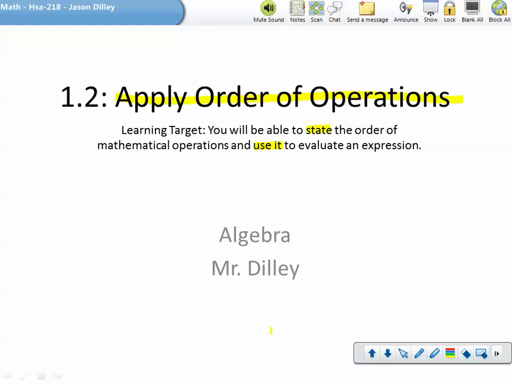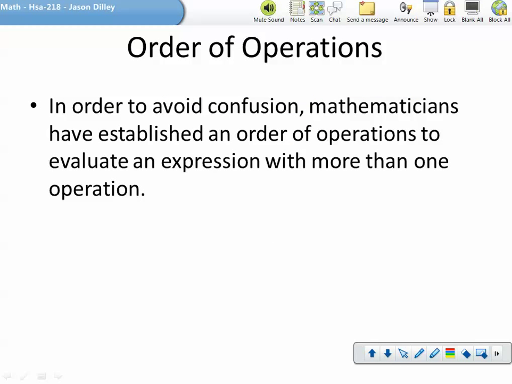So you've probably seen something like this before. This is going to be a little bit of review for you. Yesterday you were evaluating expressions, but they were all simple one-step things. Today we're going to be doing multi-step expressions. So when we have multi-step expressions, things with more than one operation being done, mathematicians, to avoid confusion, established an order of operations to evaluate an expression that has more than one operation.